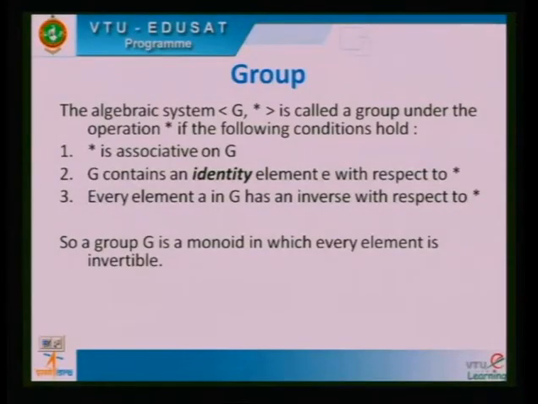What is a group? The algebraic system G, star is called a group under the operation star if the following conditions hold. One, the star operator is associative on G. Two, G contains an identity element E with respect to star. And three, every element A in G has an inverse with respect to star. So a group G is a monoid in which every element is invertible.